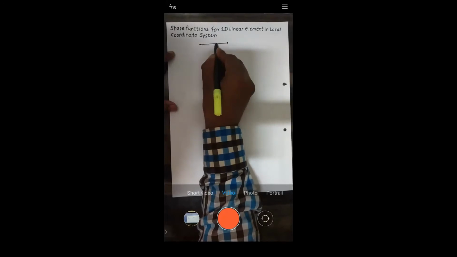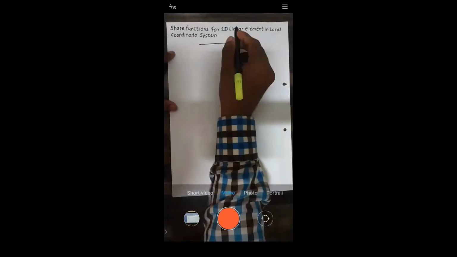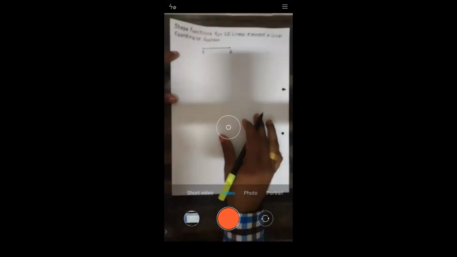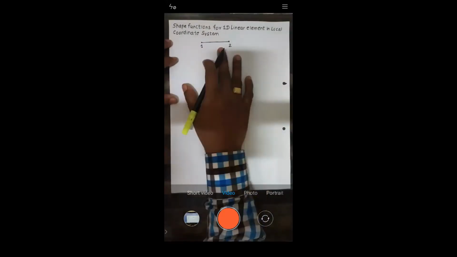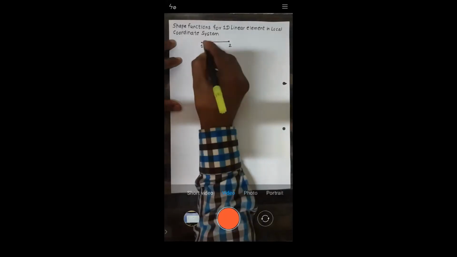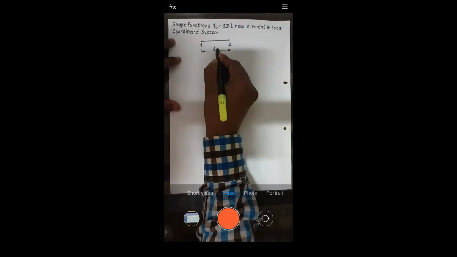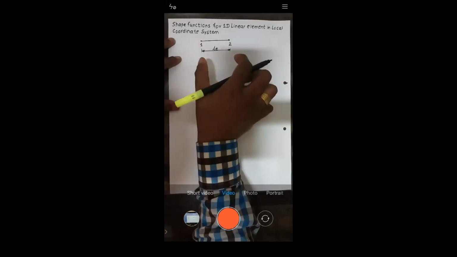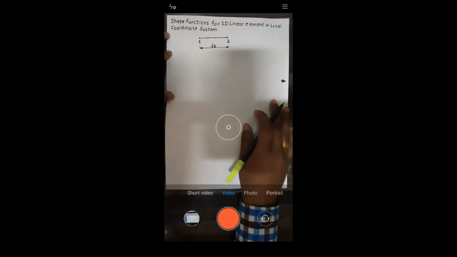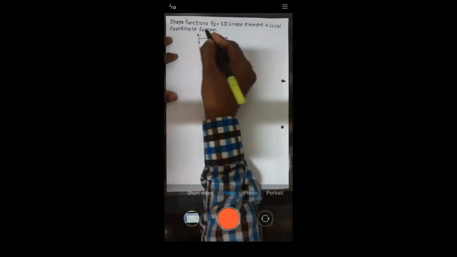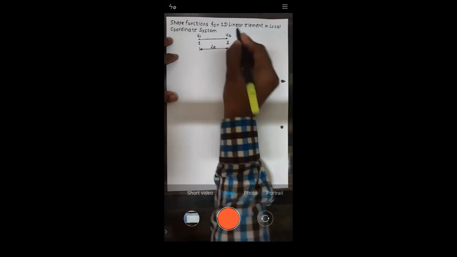And why is it linear? Because it has two nodes. This is node number 1. This is node number 2. So this is a 1D linear element. Now let LE be the length of the element. Obviously this is the element, so it will have some length. Let u1 be the displacement at node 1, and let u2 be the displacement at node 2.